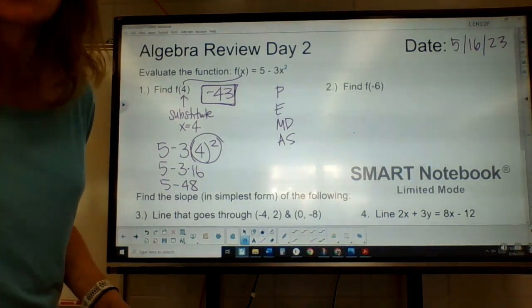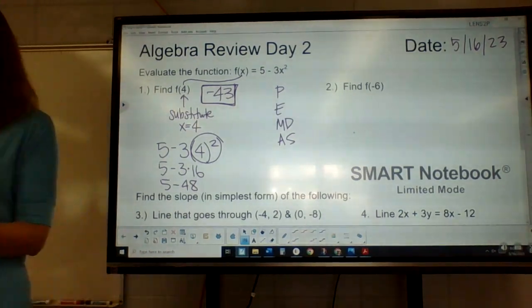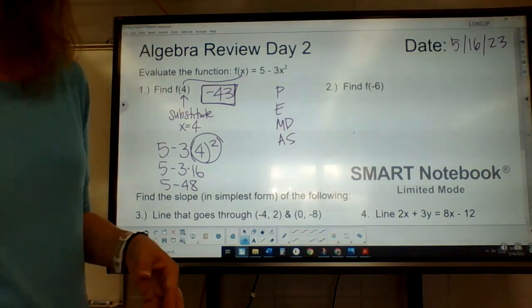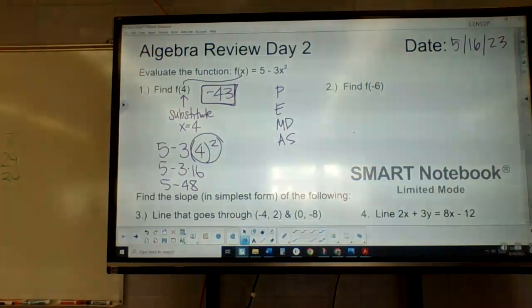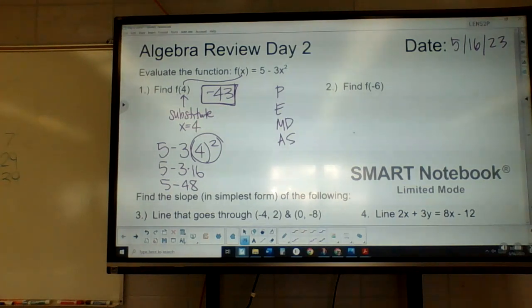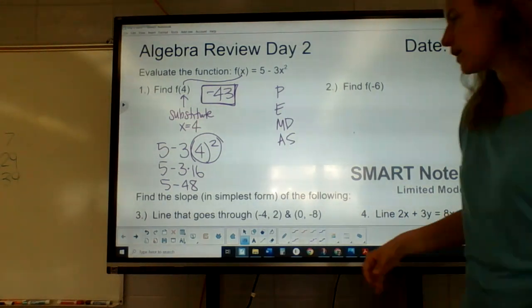Give you guys a minute to try that. You probably want to double check in your calculator, but also think about what the answer should be. You're putting that negative 6 in. It's really easy to make a mistake with this one.